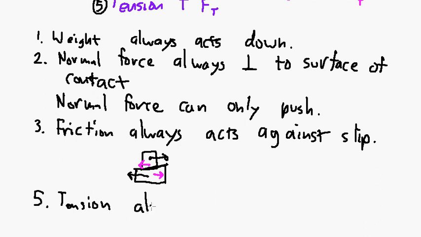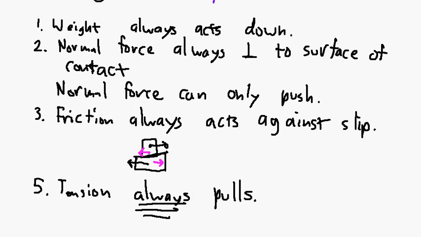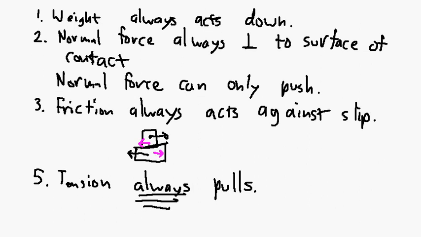It's semi-obvious to say that, but frankly, it's the sort of thing you can forget when you get deep into a problem and you get a negative number out for tension, but you don't remember which direction it's supposed to go. You always need to have tension be pulling, normal force pushing, friction acting against the slip, and weight going downwards. Those are the rules, and if you remember them, you'll be in pretty good shape.